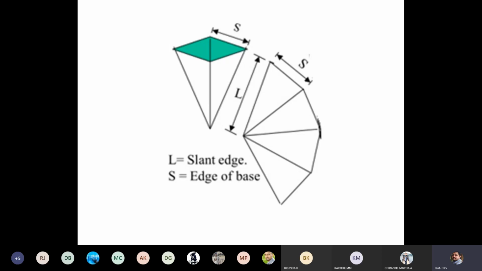When can you get the true length of the slant edge? Suppose you want to get the true length of this slant edge in the front view. In which condition are you able to get the true length of this slant edge? When?